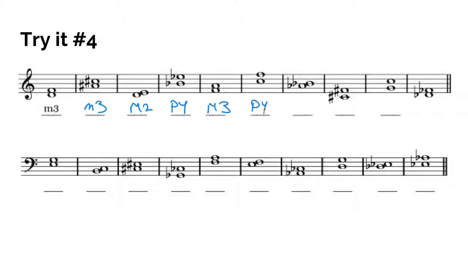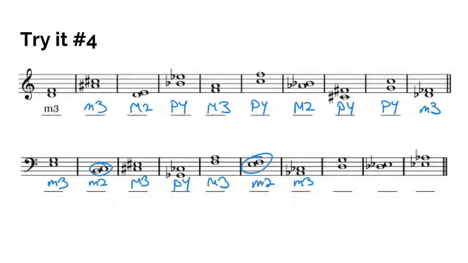C to F, perfect fourth, A flat to B flat, that's a major second, C sharp to F sharp, perfect fourth, G to C is a perfect fourth, and then D flat to F flat is a minor third. So we have E to G, minor third, B to C, minor second because this is a half step, C sharp to E sharp is a major third, G flat to C flat is a perfect fourth, F to A is a major third, E to F is a minor second because that's a half step, A flat to C flat is a minor third, D to G is a perfect fourth, D flat to E flat is a major second, and then E flat to A flat is a perfect fourth.